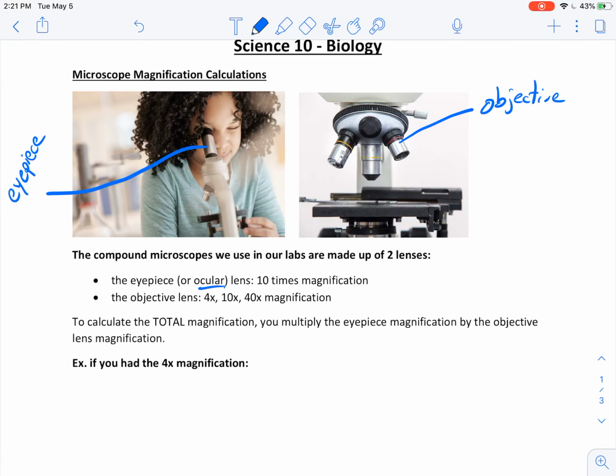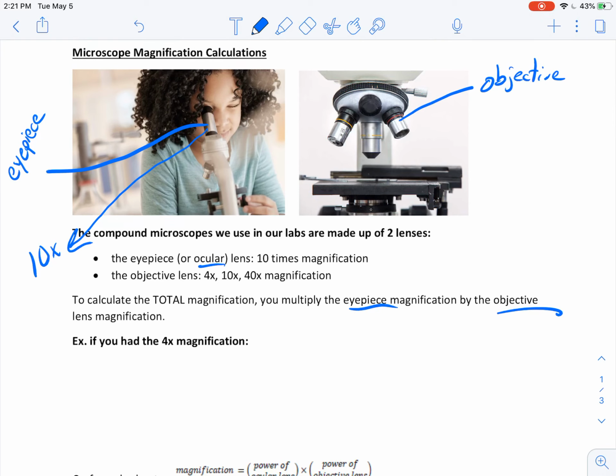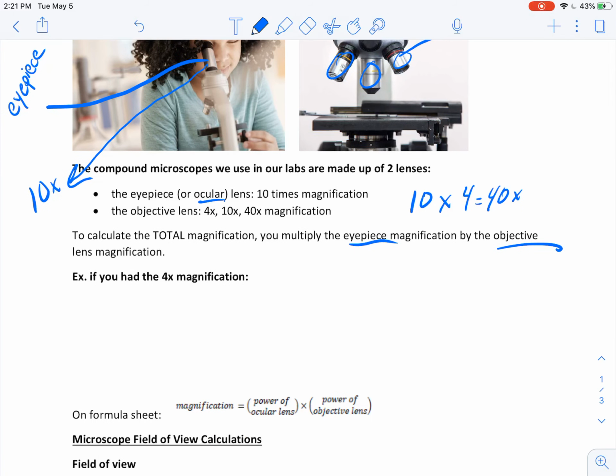In order to get your total magnification that you'd see up in your eye, you actually have to multiply those two magnifications together. So it's your eyepiece times your objective. Your eyepiece in the microscopes we're going to use is always a 10 times magnification. So in order to get your total magnification, it's going to be 10 times whatever magnification you've chosen as your objective lens. So if it was, say, 4 times, then it'd be 10 times 4. So it'd be a total of 40 times magnification.